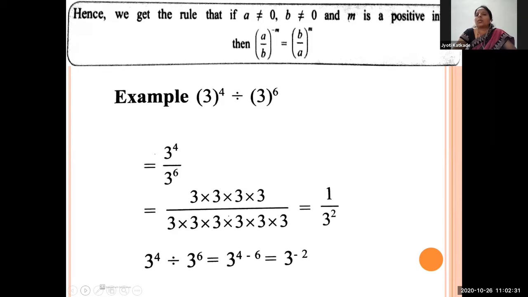According to this rule, 3 raised to 4 divided by 3 raised to 6. Here the base is 3 and 3. So take 3 raised to 4 minus 6. 4 minus 6 we get minus 2. 3 raised to minus 2. According to the division law of indices, we get 3 raised to minus 2. Okay. See next example.